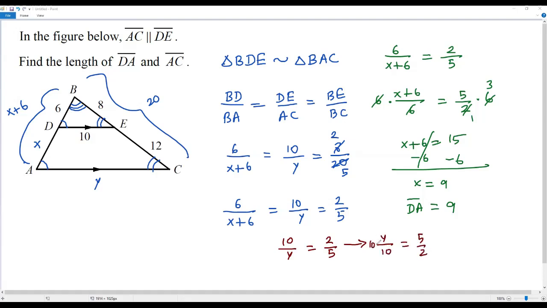To solve for Y, I have to multiply both sides by 10. When I multiply both sides by 10, this 10 will cancel out. 2 goes into 2 1 times, 2 goes into 10 5 times. So Y equals 5 times 5, which is 25. Y represents the length of AC. Therefore, the length of the line segment AC equals 25.